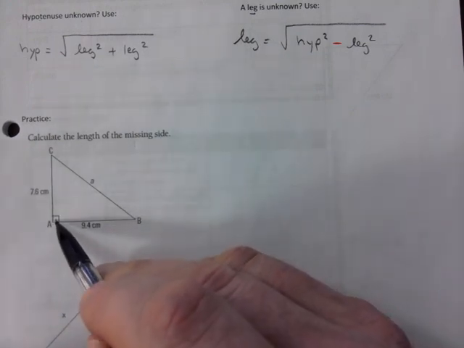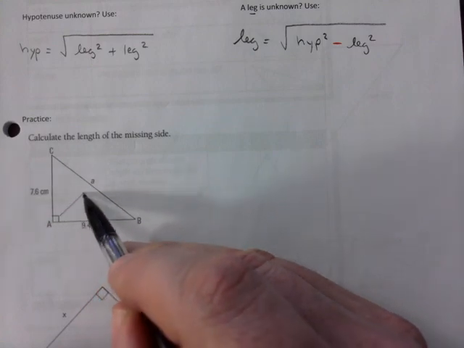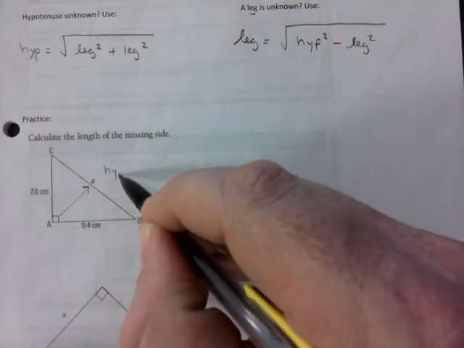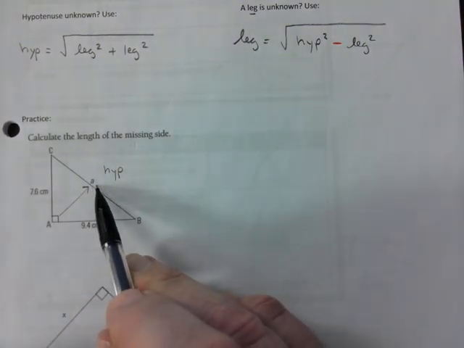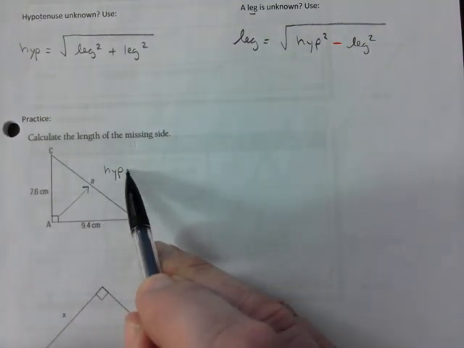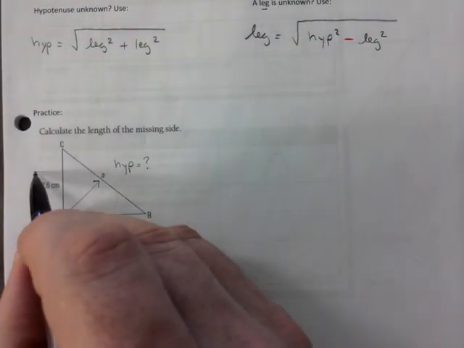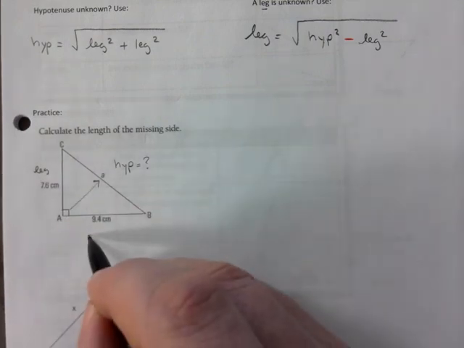You find the 90-degree box. You go across from it. What's that one called? Hypotenuse, right? That's my unknown here. Hypotenuse is unknown in this case. What does that mean? It means that these are my legs. Leg and leg.